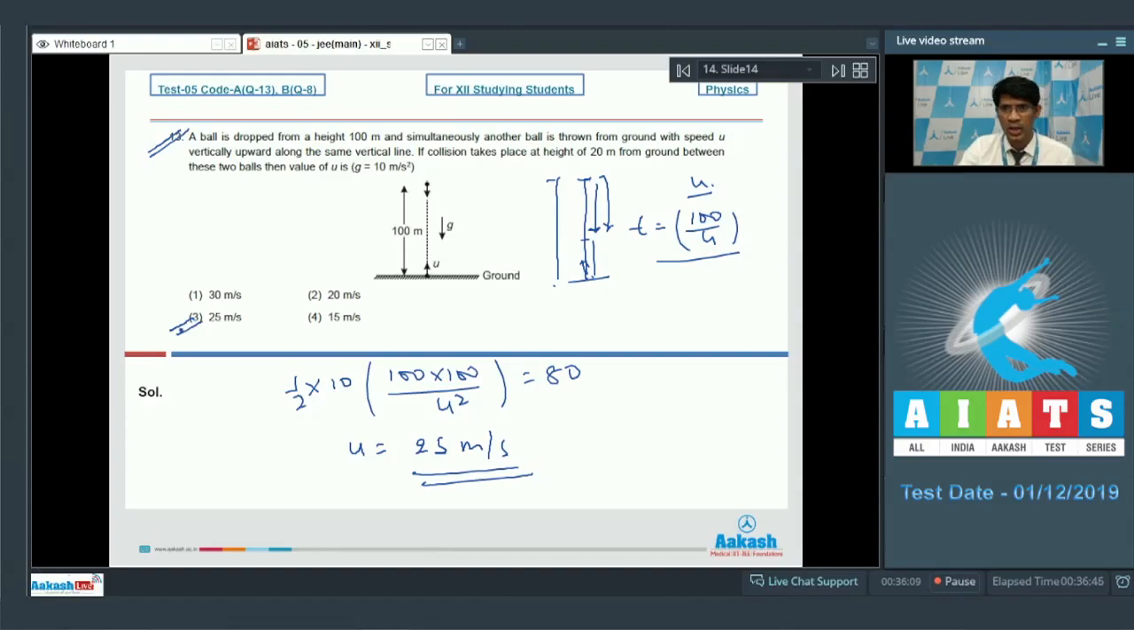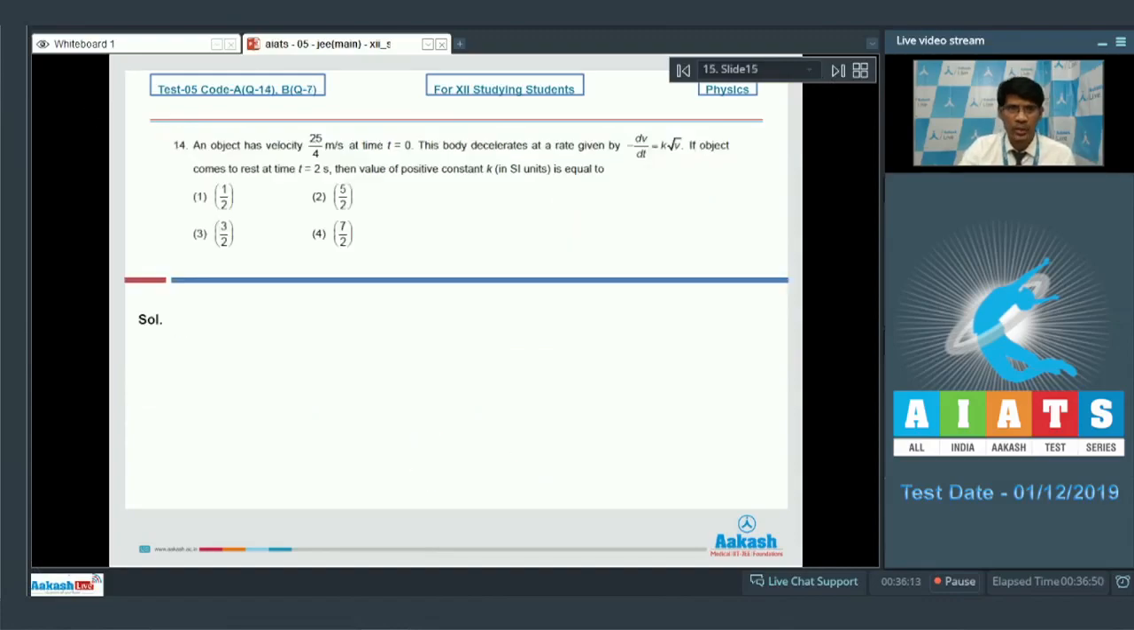Now we shall proceed to question number 14. Here in question number 14, an object has velocity 25 by 4 meter per second at time t equal to 0. The body decelerates at a rate given by minus dv by dt equal to k root v. If the object comes to rest at t equal to 2 seconds, then the value of the positive constant k in SI unit will be equal to? It's been said the initial velocity is equal to 25 by 4 meter per second, and dv by dt was given as minus k v to the power 1 by 2.